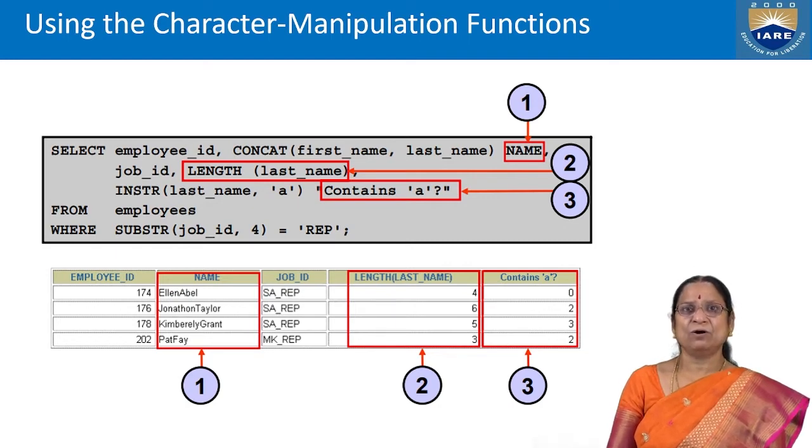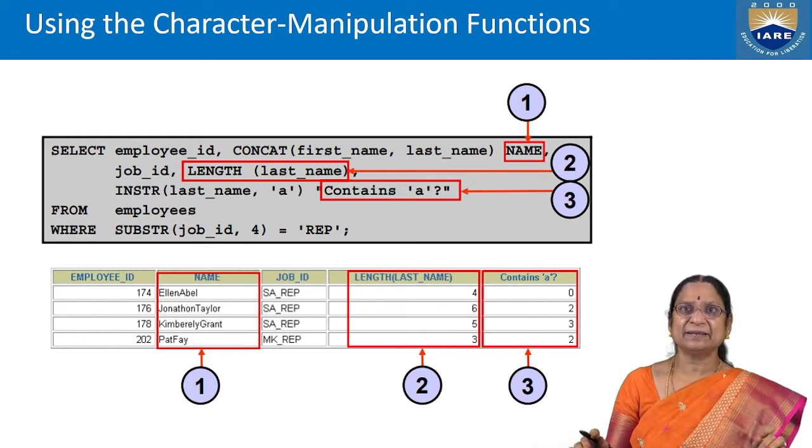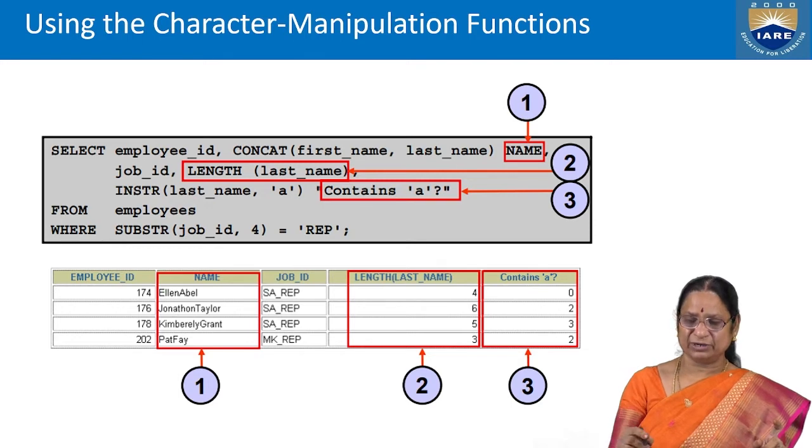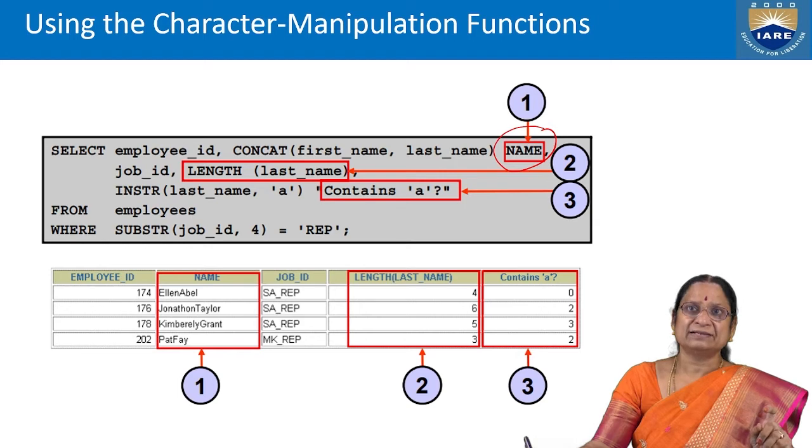As I explained previously, all these functions can be used with any existing database. So select employee ID, concat first name, last name. The concat function was used. And name. Next, job ID, concat first name, last name. We are giving alias names. Name. The heading must be name actually. Job ID. And the length of the last name we are also displaying. Another thing we are doing, INSTR last name, 'A', and contains A. We are checking whether it exists in the string or not. So how many A's are there in the last name, that we are going to check actually.